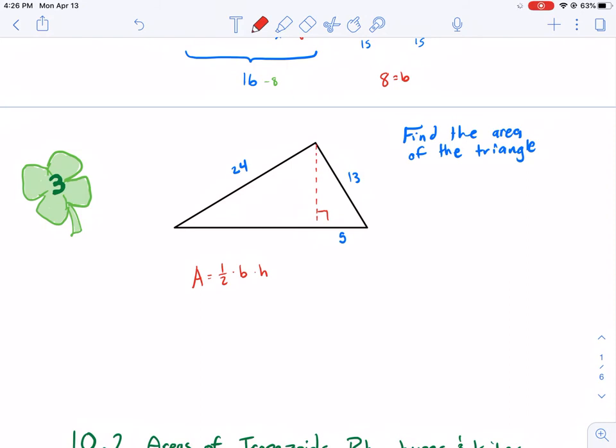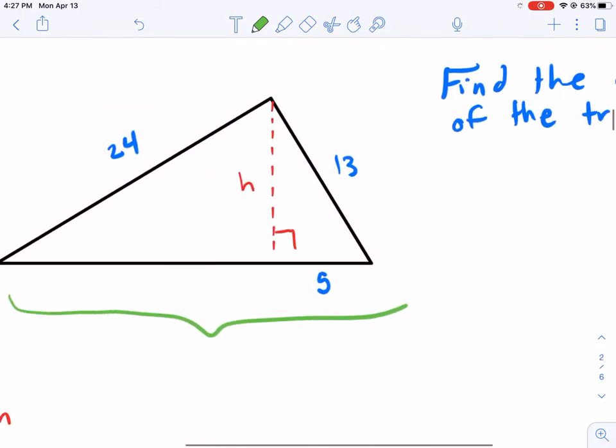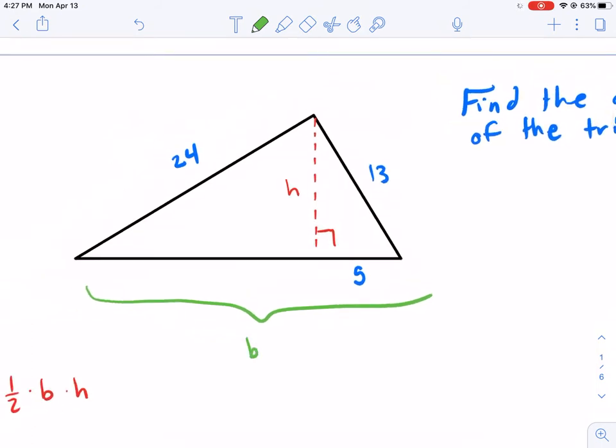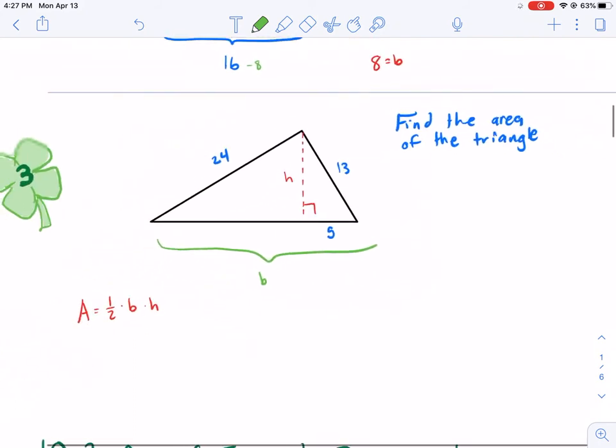Well, our height given by our drawing is here. We don't know it. So strike 1. And then here's our base because it's perpendicular to the height. Okay, so the base and the height always need to be perpendicular to each other. So this is our base, and we don't know that either, so that's strike 2. But we're not going to have a third strike because we are going to figure out both of those values soon.